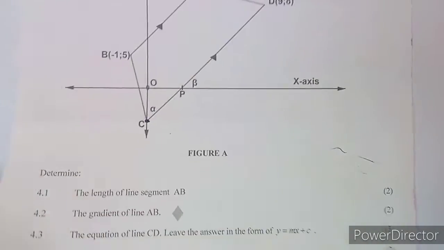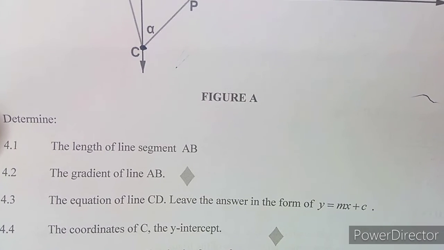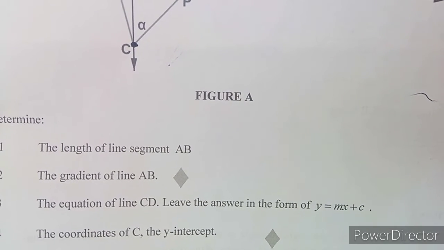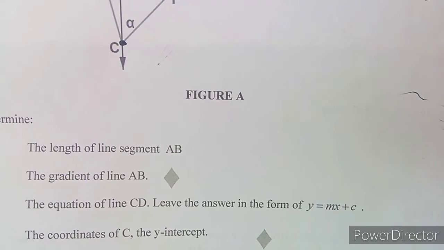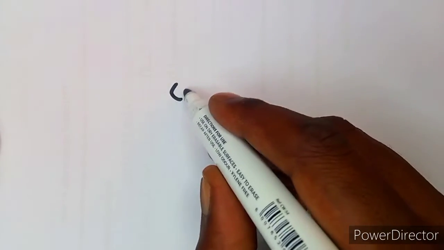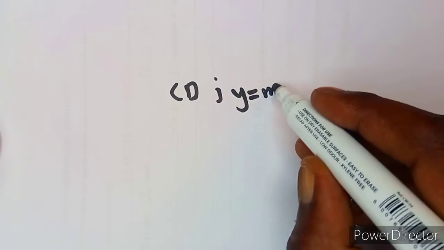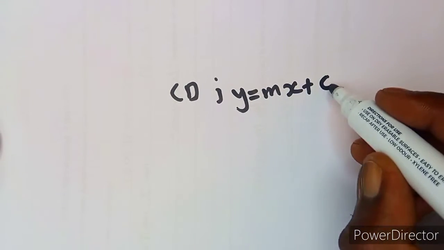Okay, then we are given to find the equation of line CD, leaving the answer in the form of y is equal to mx plus c. Okay, we need to find the equation of the line CD, and we are to give this in the form of y is equal to mx plus c.